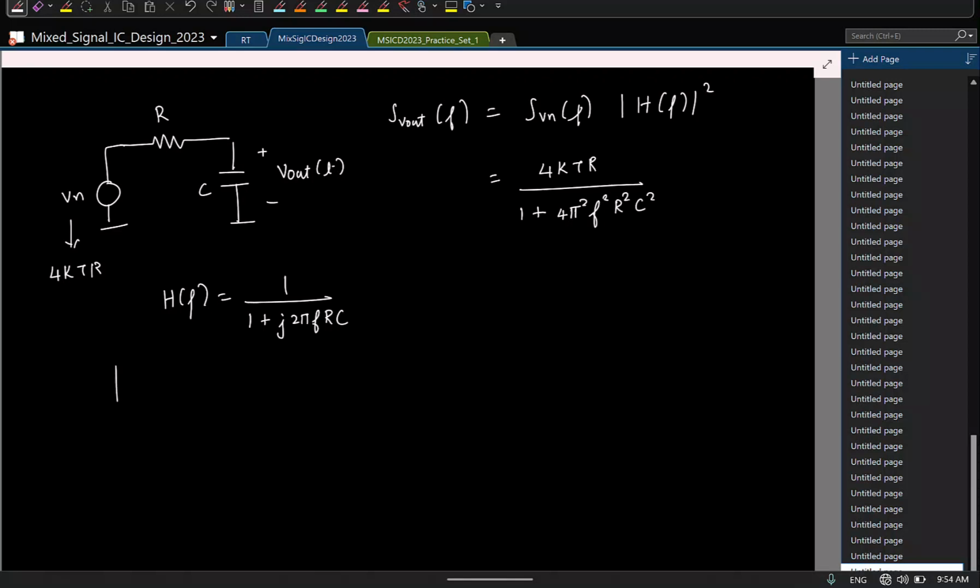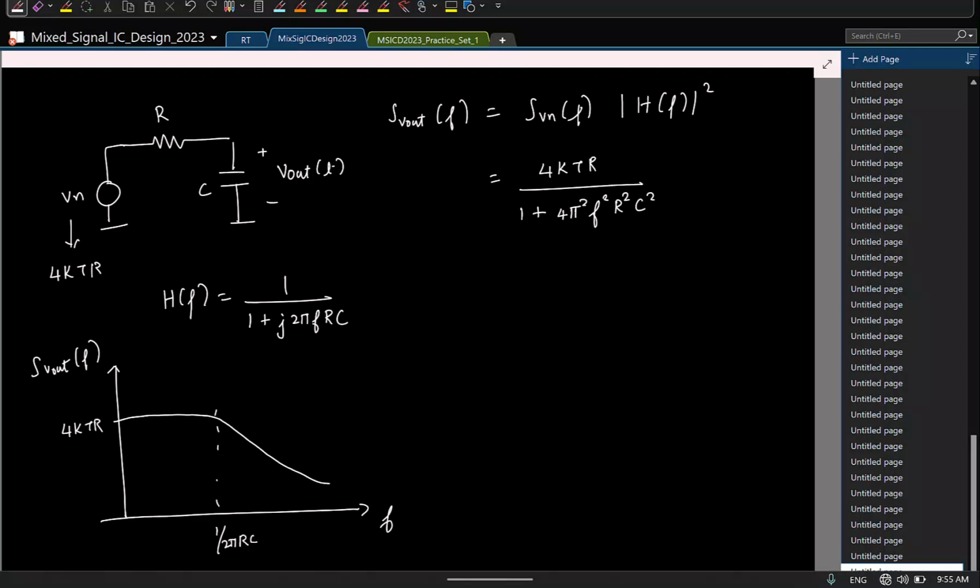So if I were to sketch it, it will look like this. This is f, this is S_Vout of f. It will start at 4kTR and then drop like this, and the corner frequency is 1 by 2πRC. And if I were to find the mean squared value, how do I do it? I'll integrate the power spectral density, take the area. So I'll let you do the integration. This will turn out to be kT by C.